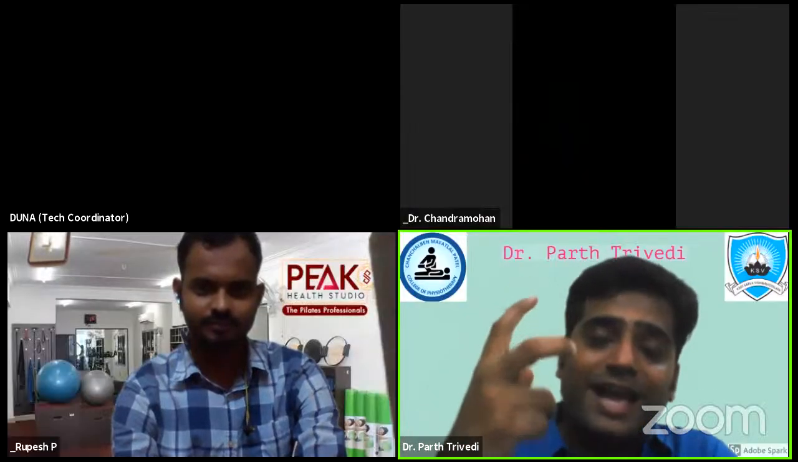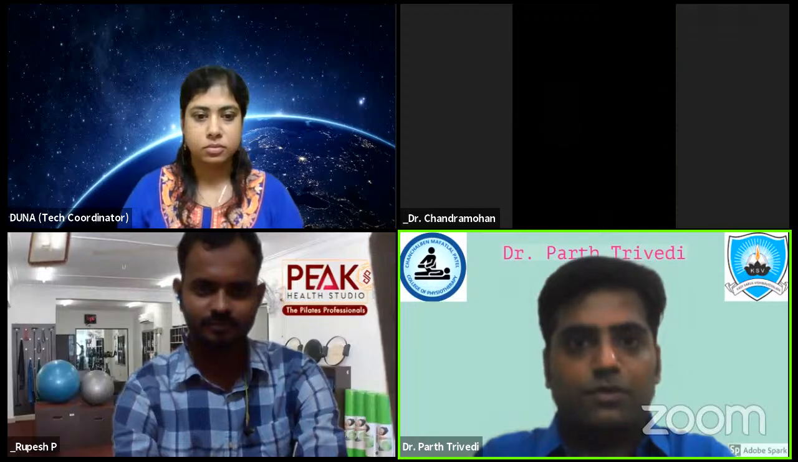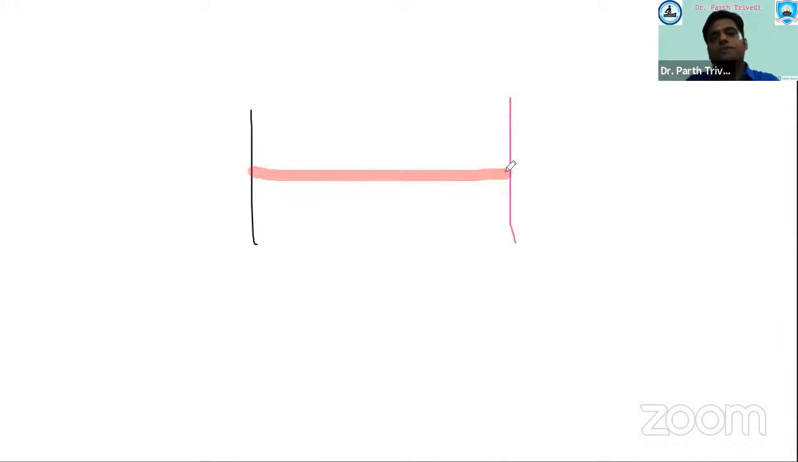In isotonic contractions, if I can have access to the whiteboard, I'll explain it over here itself. Just for an example, the black line over this is your origin and the pink line over this is your insertion. The red line is basically the muscle acting. So in isotonic action, this is your insertion.